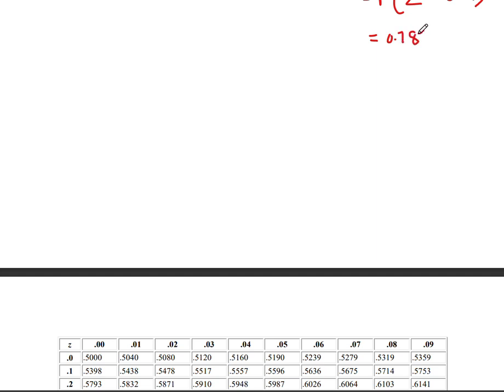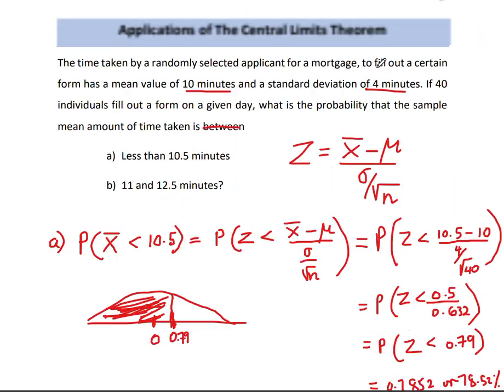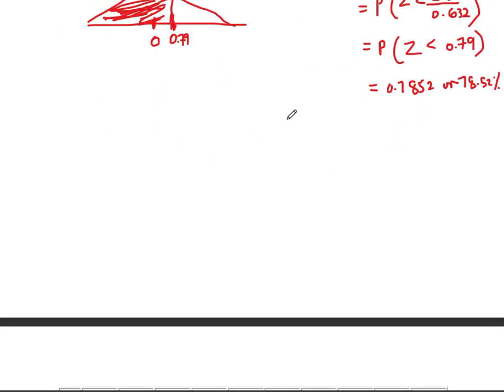So that's 0.7852, which is also 78.52%. Okay, so it's a fairly high probability that it will take less than 10.5 minutes for clients to complete a mortgage application form. Now let's look at B.